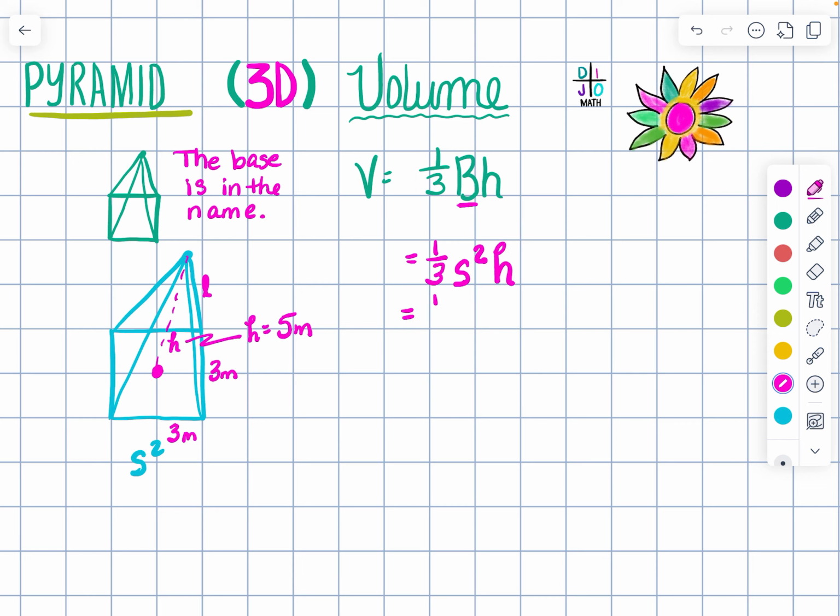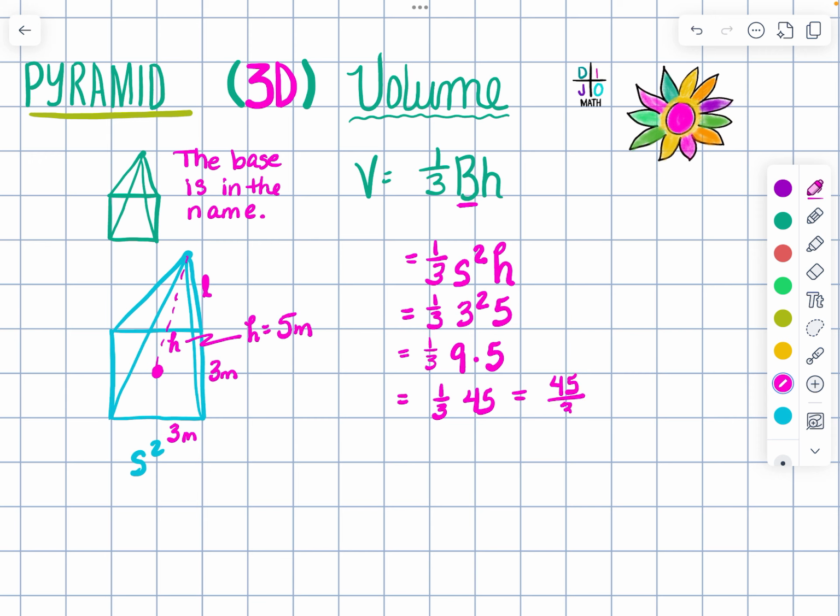And now I can solve. 1/3, the side length is 3, so I can put 3 squared. The height is 5. And 1/3, 3 squared is 9 times 5. And then 9 times 5 is 45 times 1/3. And you can also say this is equal to 45 over 3.